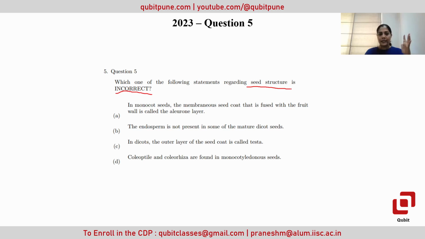So the first statement is, in monocot seeds, the membranous seed coat that is fused with the fruit wall is called the aleurone layer.